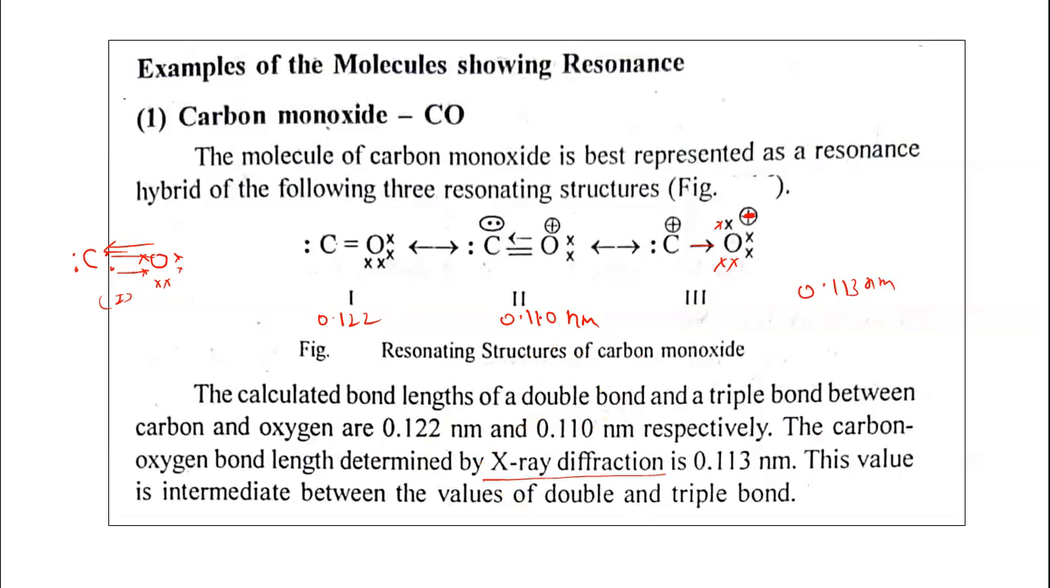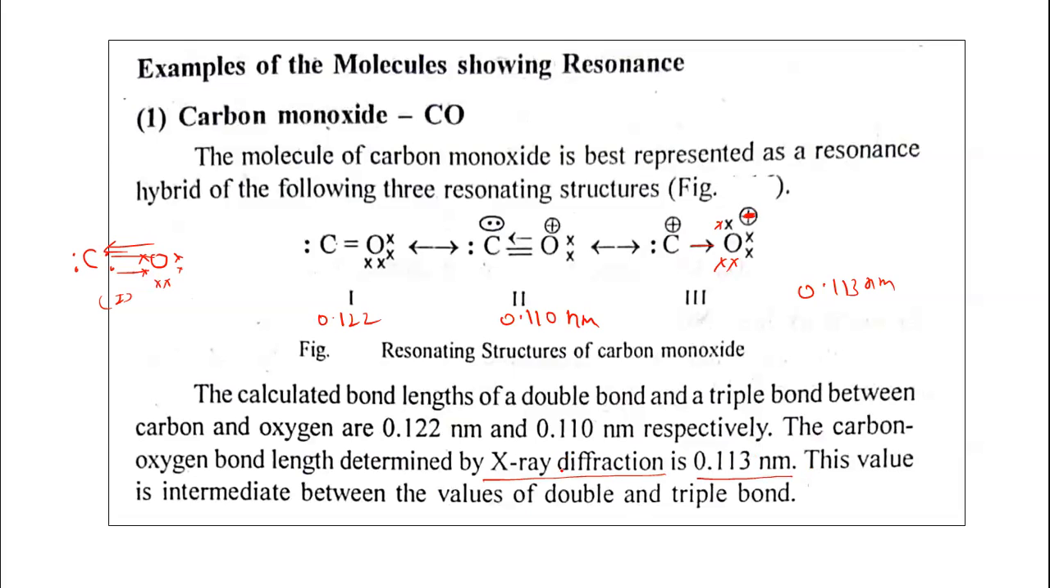Actually, the triple bond length is less, 0.110 nanometer. The double bond length is 0.122 nanometer. But the X-ray diffraction technique shows the bond length between the carbon and oxygen atom is 0.113 nanometer. So it indicates that it is in between the double bond and triple bond. It means that in the carbon monoxide molecule, there is not only a double bond, not only a triple bond, but it is in between the two.